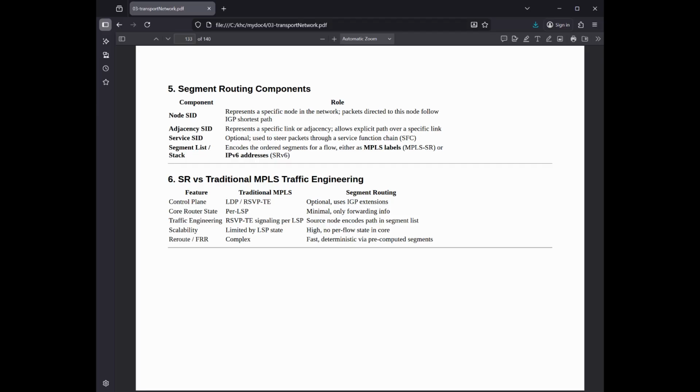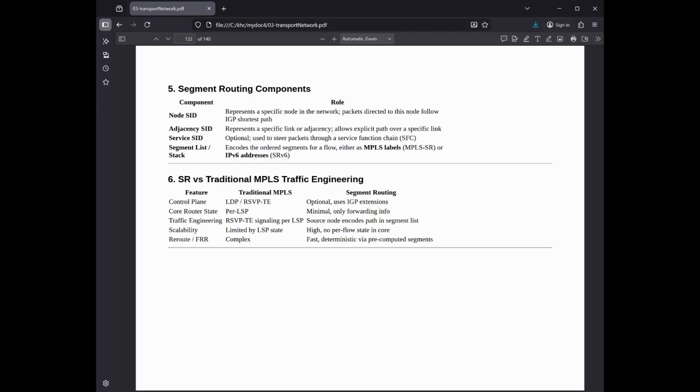Scalability, the state problem. In traditional MPLS-TE, because every router must maintain the state of every tunnel passing through it, the midpoint routers get overwhelmed as the network grows. This is why traditional TE was usually limited to the network core. In segment routing, the midpoint routers are dumb. They don't know they are part of a traffic engineered path, they just see a label, SID, and swap it. This allows SR to scale to massive data centers and carrier networks.